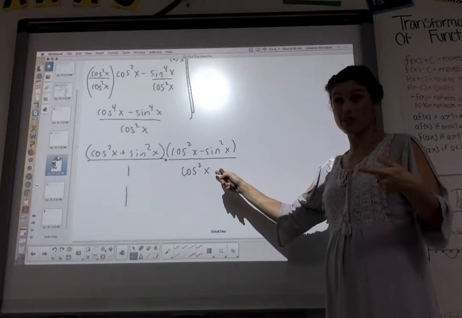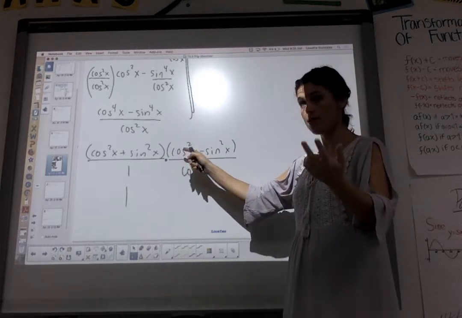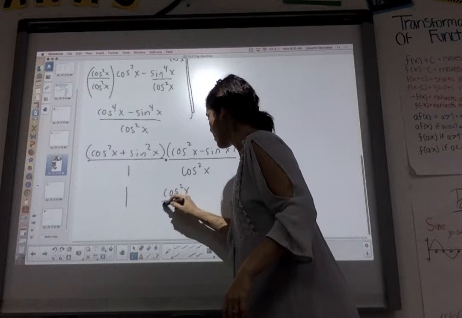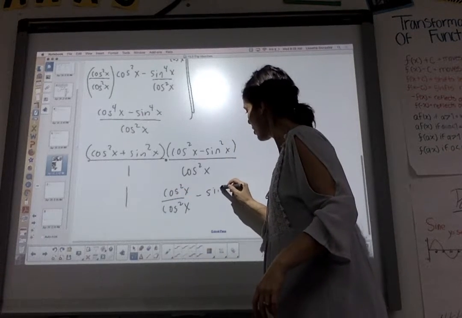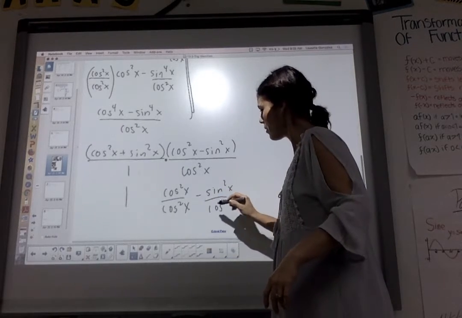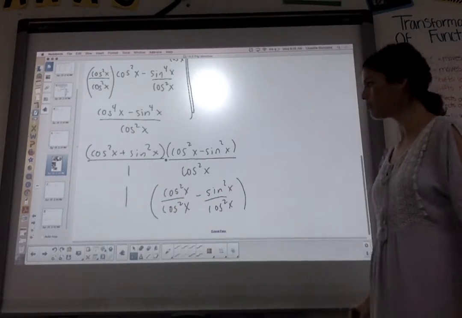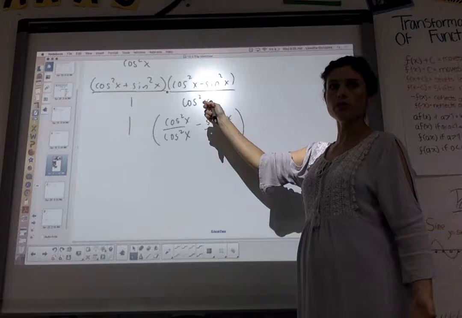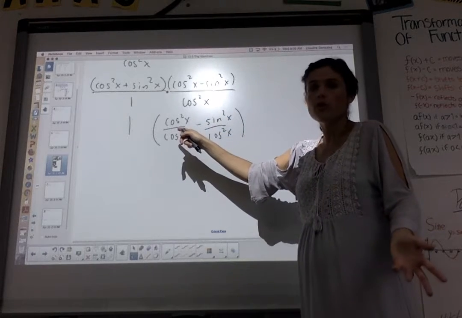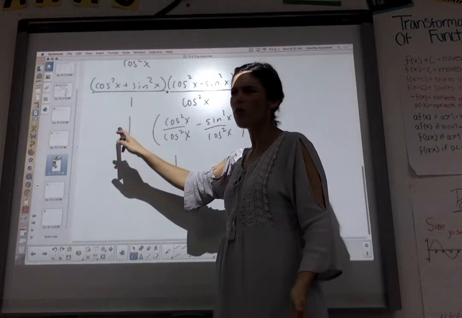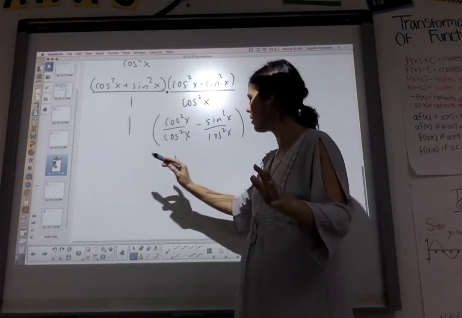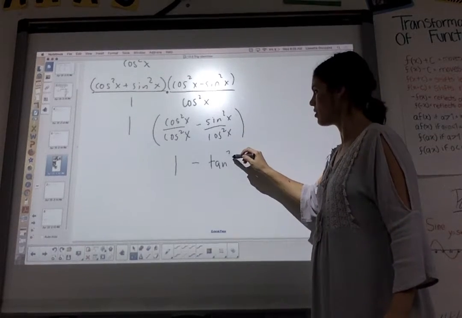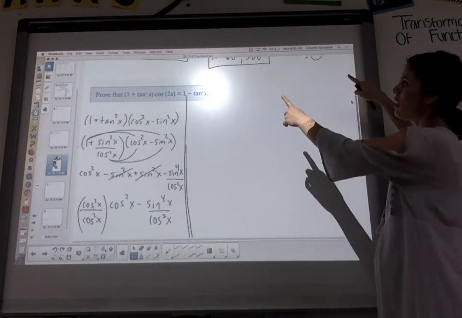Who's being divided by cosine squared here? All of it, both this term and this term. So you could split it like this, but that's being multiplied by the 1, not subtracted. Both of these are being divided by cosine squared. So cosine squared over cosine squared is 1. I don't need to write that 1 I'm multiplying by anymore. And sine squared over cosine squared is tan squared. And I'm done. Look at your right hand side.